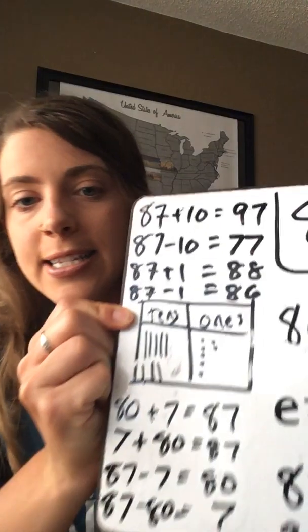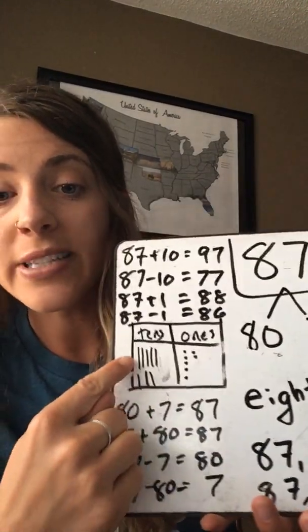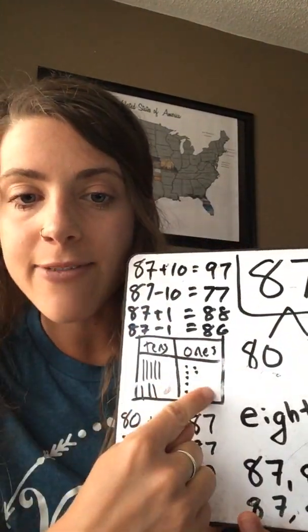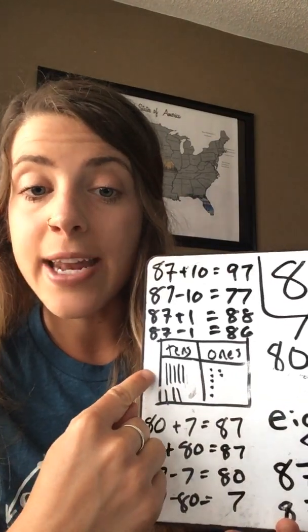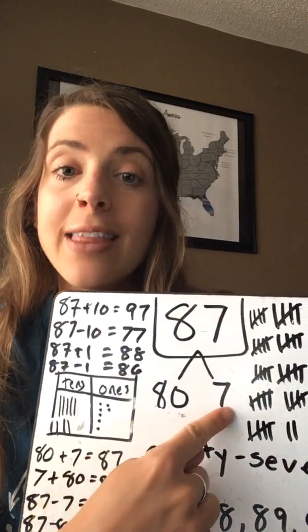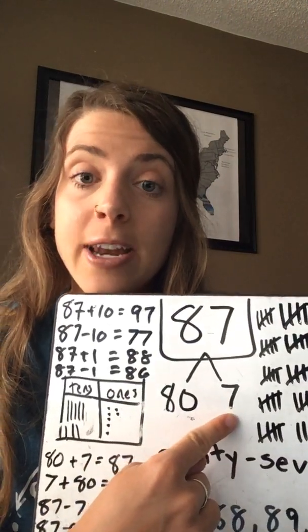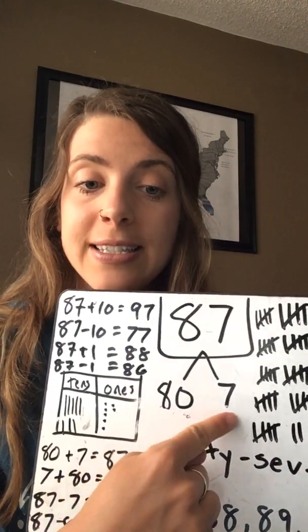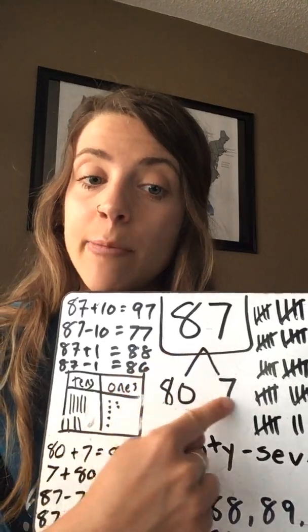So 87, the first thing I did is I realized that there was 8 tens and 7 ones. So I went ahead and drew that in a place value chart, 8 tens and 7 ones. Then I thought, oh, I can break that down into tens and ones with my numbers. So I can show 80 plus 7 makes 87, like a number bond.